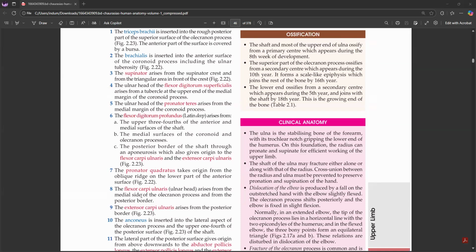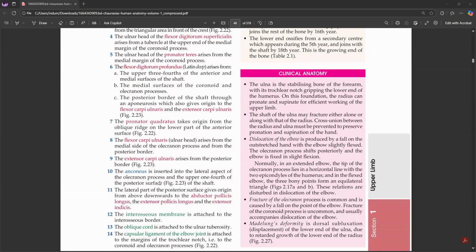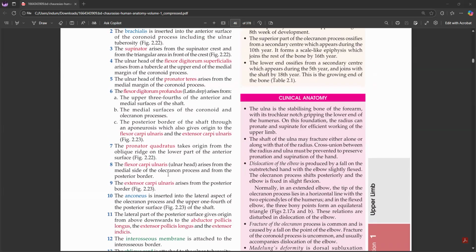Figure 2.22. Number 3. The supinator arises from the supinator crest and from the triangular area in front of the crest. Figure 2.22. Number 4. The ulnar head of the flexor digitorum superficialis arises from a tubercle at the upper end of the medial margin of the coronoid process. Number 5. The ulnar head of the pronator teres arises from the medial margin of the coronoid process.